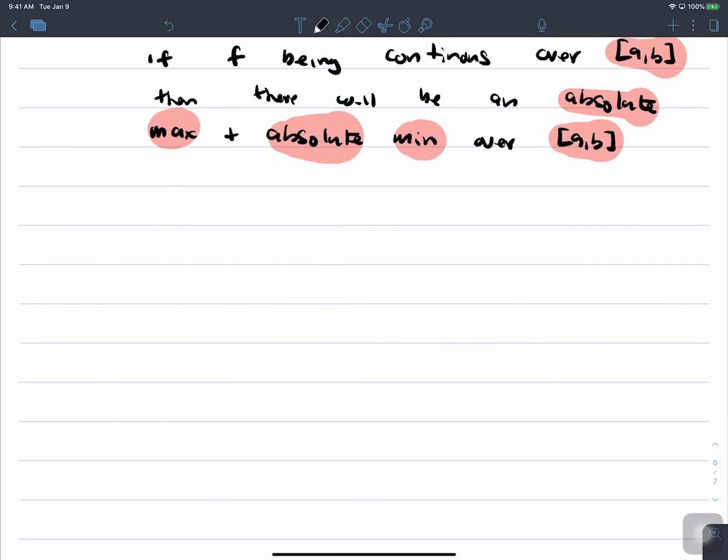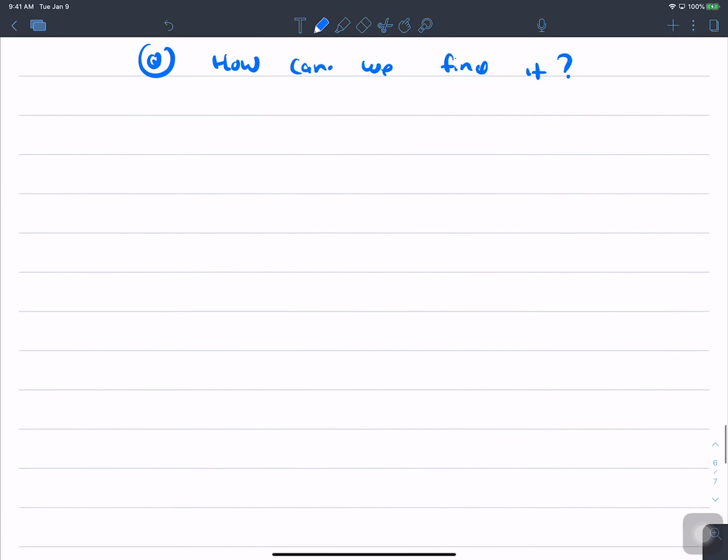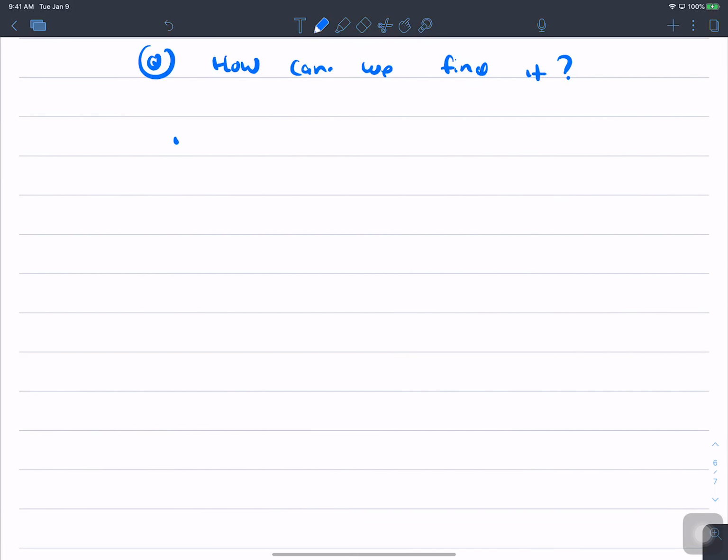So the question here, the big question, is: how can we find it? And how you find it really is, here's the procedure. Number one, determine the critical values over that interval, if they are there in that interval.